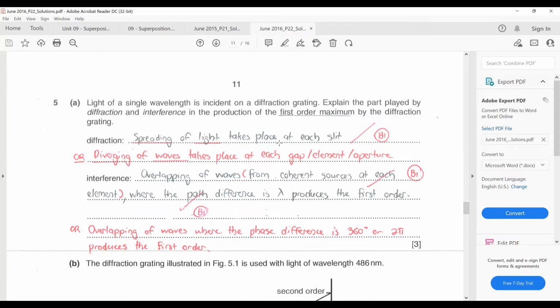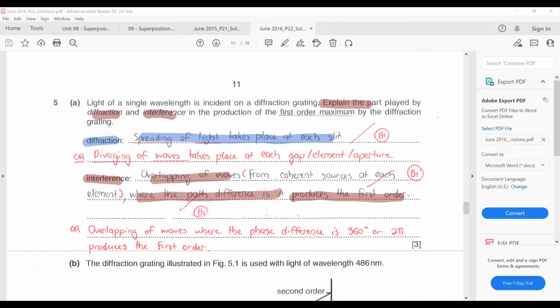Okay, this one you have to refer to this. The diffraction part, spreading of light takes place at each slit. This one is okay, you don't need to really explain too much about it. But the second part, when they talk about the interference, you say overlapping of the waves to form a new resultant wave where the path difference is lambda produces the first order. Because they say here, explain the part played by these two in the production of the first order maximum.